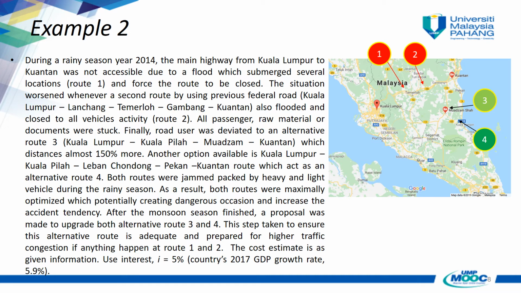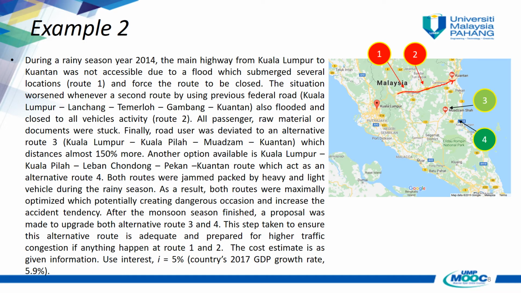Right, so during the rainy season in 2014, the main highway from Kuala Lumpur to Kuantan was not accessible due to the flood which submerged several locations and forced the road to be closed. Okay, this is route 1 from KL to Kuantan.